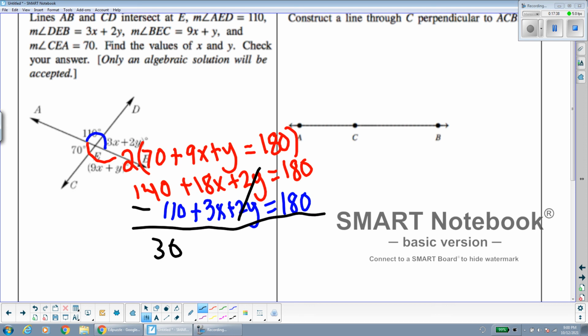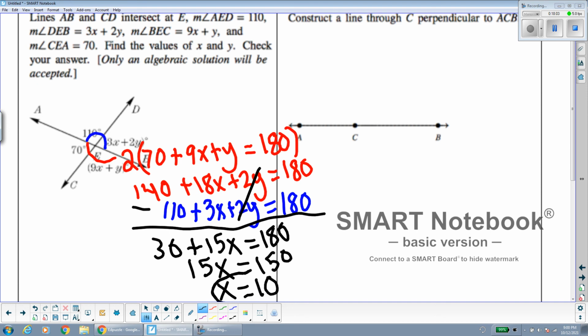We have 18 minus 3. That's 15. 15x plus 30 is equal to 180. Now we only have one variable, so we can definitely solve for x. Subtract 30 on both sides. We have 15x equals 150. And if we divide both sides by 15, we get x is equal to 10. So we found one of the variables. And once we have one of the variables, finding y is not as difficult.